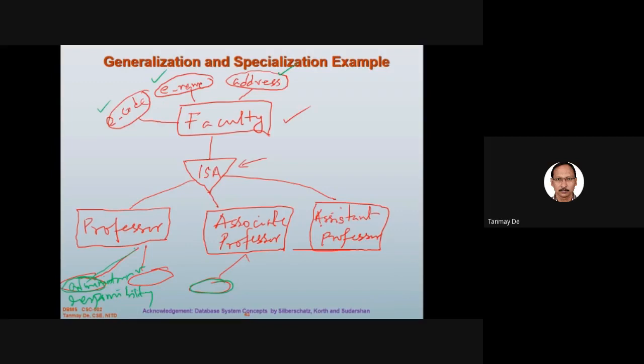So professor, associate professor, and assistant professor are the lower level entity sets. They inherit the features of the higher level entity set faculty. That is, they have some commonality. What is the commonality? All three entity sets have employee code, employee name, and address. These features are there. But other than these common features, they may have some other features also.